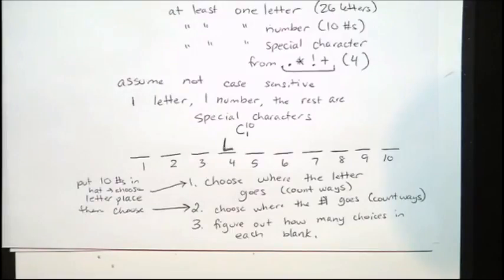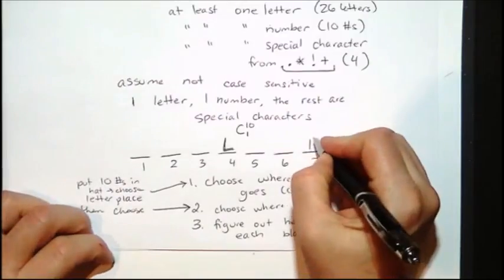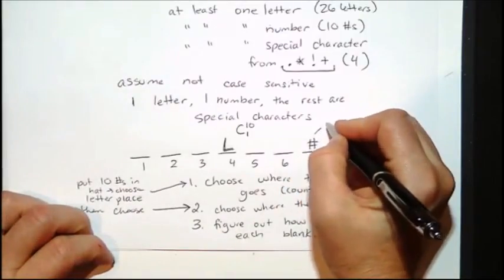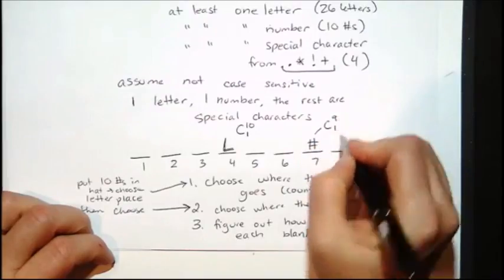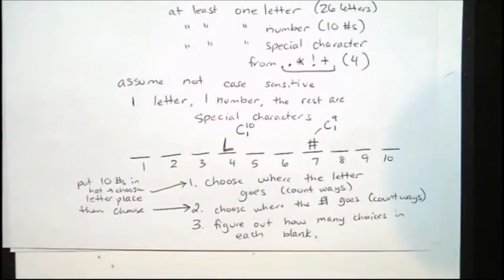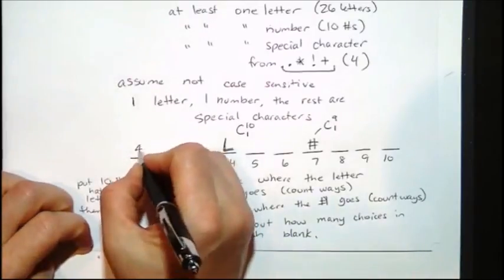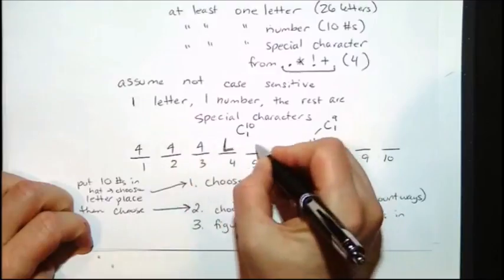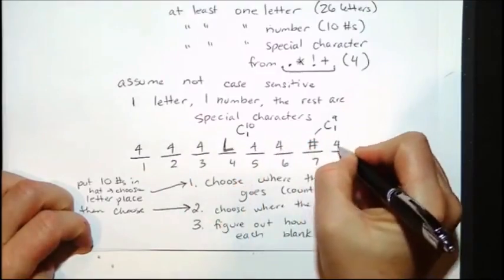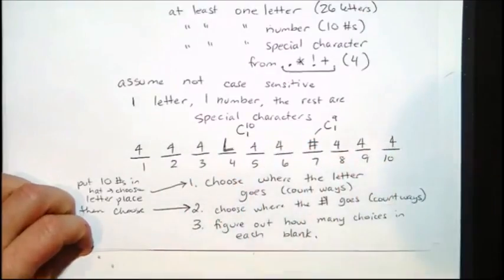Then I'm going to choose where the number goes. How many choices do I have left? 9. I'm going to just pick a place for the number. So the way for doing that was 9 things. I'm going to choose one of them. Now the rest of those are going to be special characters, right? And how many special characters are there? There are 4, so in all the blanks, I can choose any one of 4 things. So I've got 4 choices in each of those.